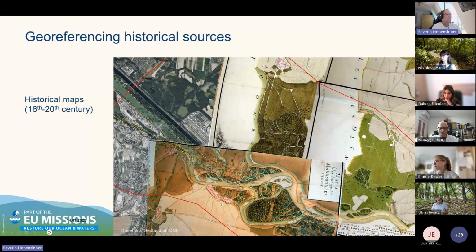Of course, then you have a great variety of historical maps. We usually start in the 16th century up to the 20th century, and you can see here one of the best maps from 1726. In fact, this is a whole map series of numerous maps, and we have to georeference them for constructing our time situation in 1726.